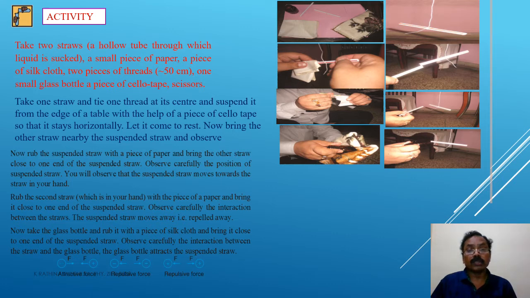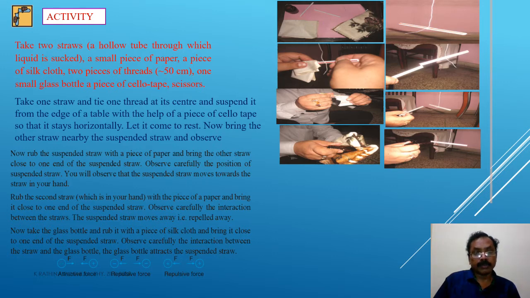That means the arrangement as shown in the diagram can be made. After making the hanging arrangement as shown in the diagram, now rub the suspended straw with a piece of paper and bring the other straw close to the end of the suspended straw. What will happen naturally? Observe carefully the position of the suspended straw. You will observe that the suspended straw moves towards the straw in your hand. You might have done that activity, or what I have done, that we might have seen. So that force is taking place.